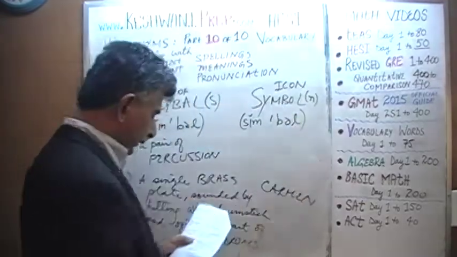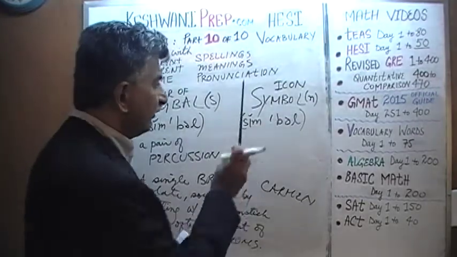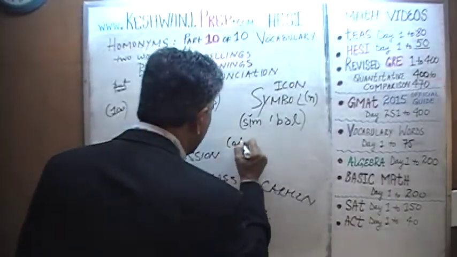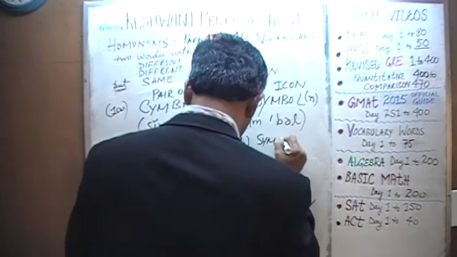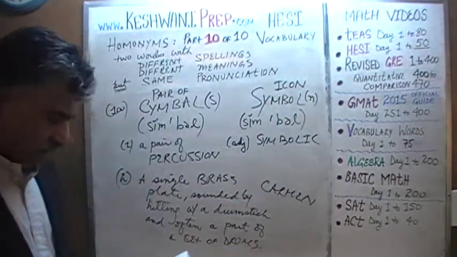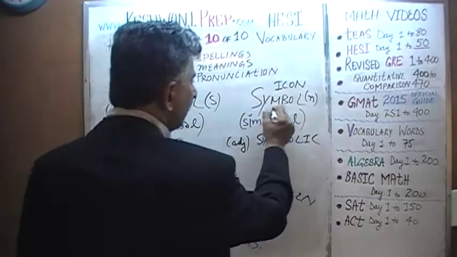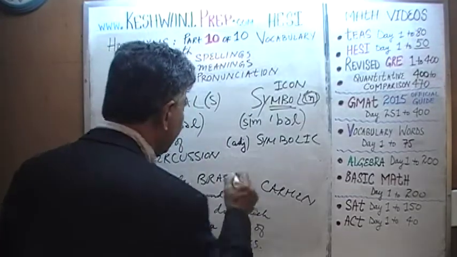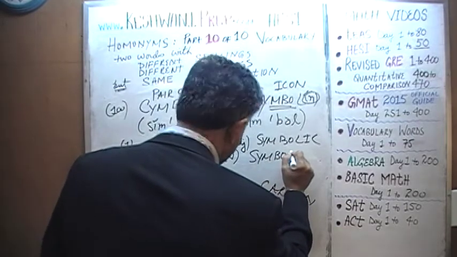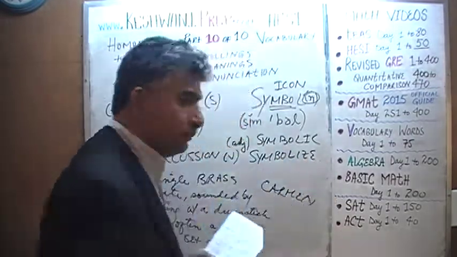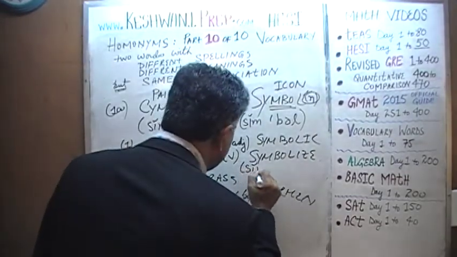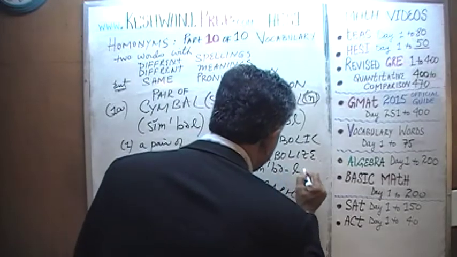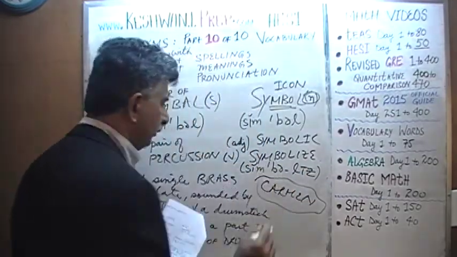This is the noun. Can you tell me the adjective of this word, symbol? Symbol is a noun. What's the adjective? Adjective of symbol is symbolic. Can you tell me what is the verb of this word? This is a noun. What's the verb of symbol? When you represent something with a symbol, we say that we symbolized it. Symbolize. Don't worry about this thing.